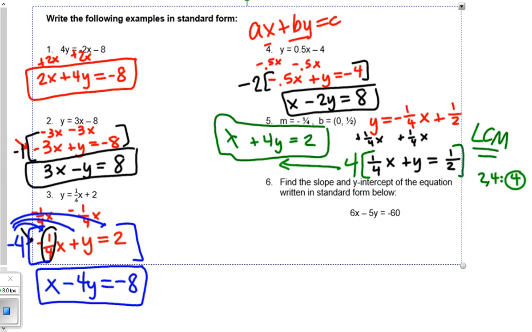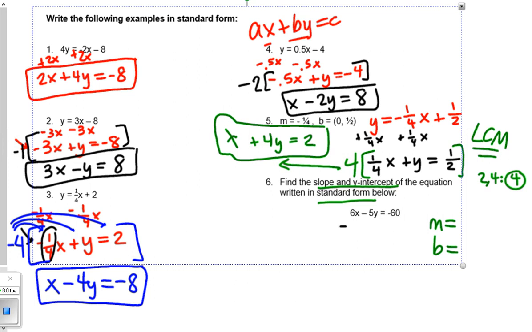Okay, number 6, this one has you do the exact opposite. Number 6 says find the slope and y-intercept of the equation written in standard form below. So I've actually been giving you equations in standard form left and right. We just didn't talk about that's what it was called. So this is already in standard form, but they're wanting us to find m and b. Well, they're not going to be there unless I start moving things around.